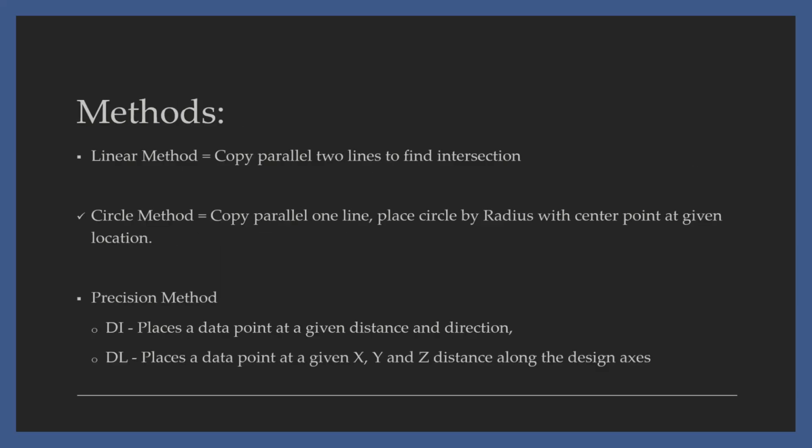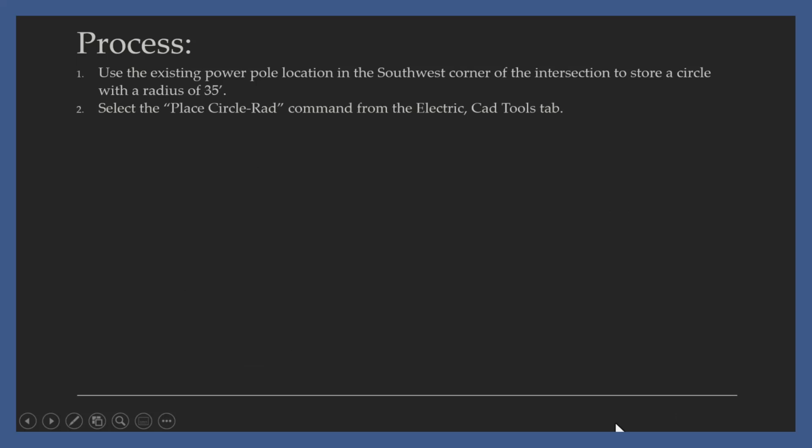The methods that are available for use are the linear method, which involves copying two parallel lines to find the intersection; the circle method, which involves copying one line parallel, placing a circle by radius with the center point at the given location; and the precision method. DI places a data point at a given distance and direction, and DL places a data point at a given X, Y, and Z distance along the design axis. This process is as follows.